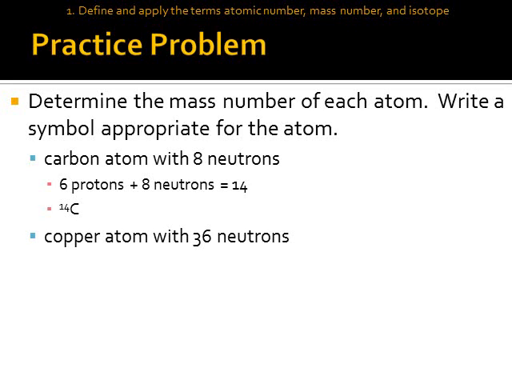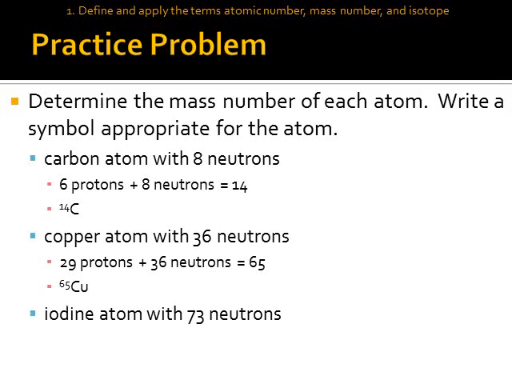Okay, try this one. Copper atom with 36 neutrons. You've had a chance to try it. Copper has 29 protons because its atomic number is 29, plus 36 neutrons. So 29 plus 36 is 65. And the symbol we'd write with the symbol Cu, and the mass number is a superscript on the left-hand side. And one more. An iodine atom with 73 neutrons. Iodine's atomic number is 53, so 53 protons, plus the 73 neutrons is 126. So its symbol, iodine 126, with the mass number preceding the symbol as a superscript.